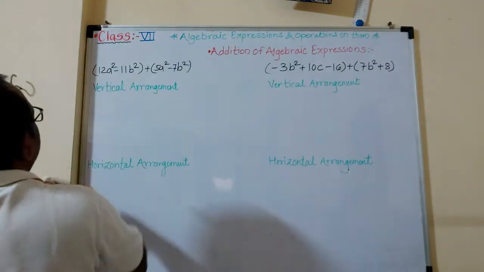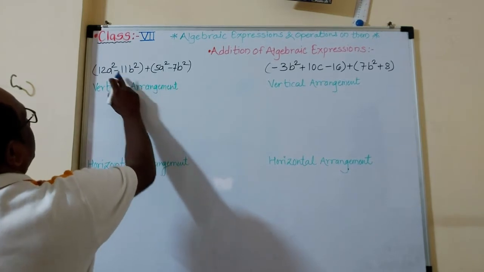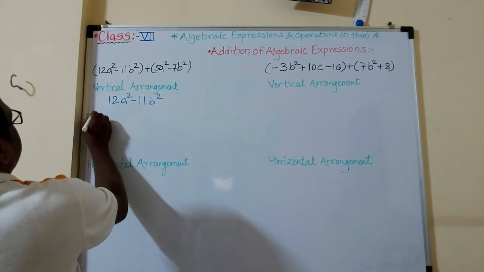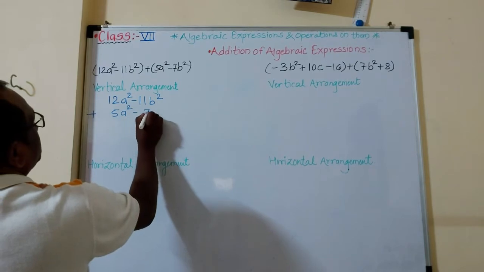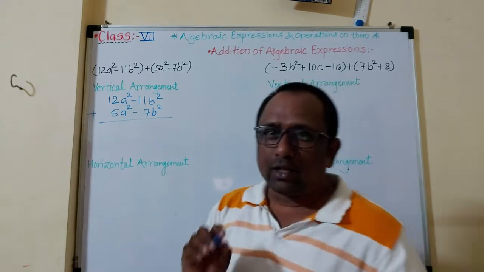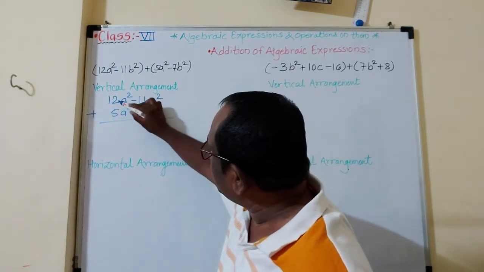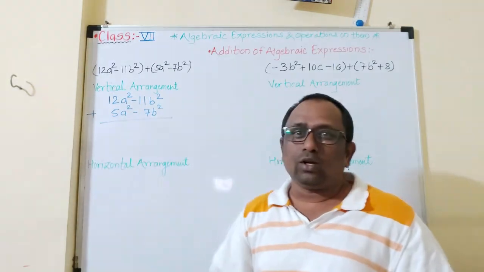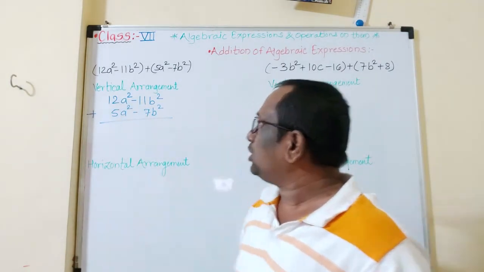Like terms: 12a² and minus 11b², plus 5a² minus 7b². See students, while writing you also have to take care how I write here: unit place, 10s place, unit place, this way you also have to write. Some students write 5 there because 5 is a one-digit number and 12 is a two-digit number, so that precaution you have to take.